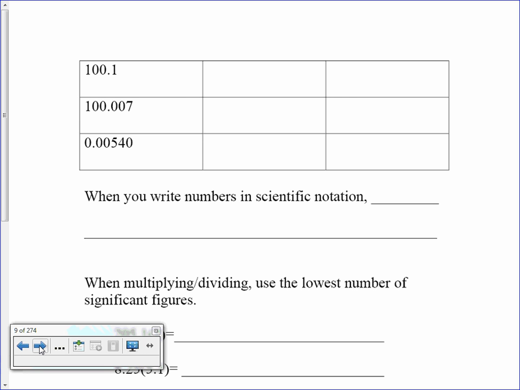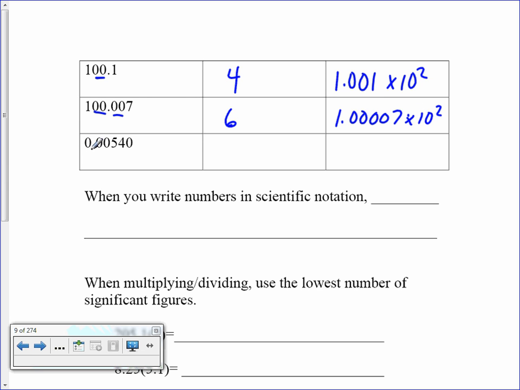Here I have 100.1. These are not placeholders, so there are 4 significant figures. 1.001 times 10 to the 2. Here I have how many? I have 6 significant figures, because these are not placeholders. So that's 1.00007 times 10 to the 2.